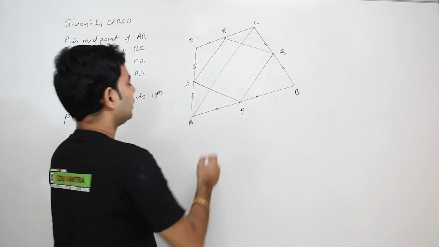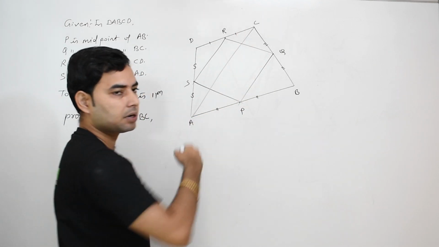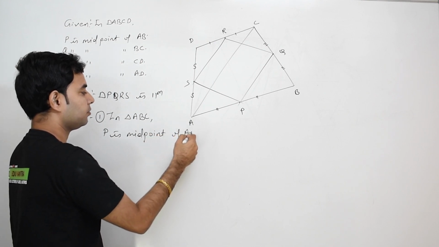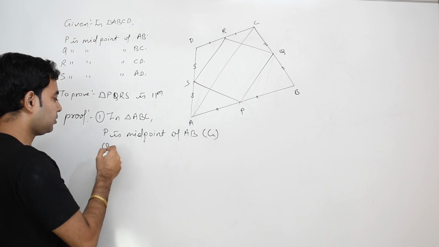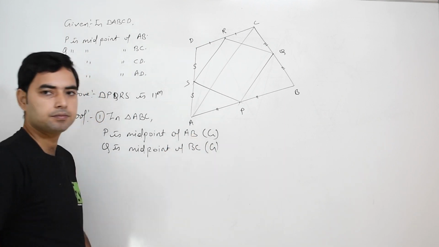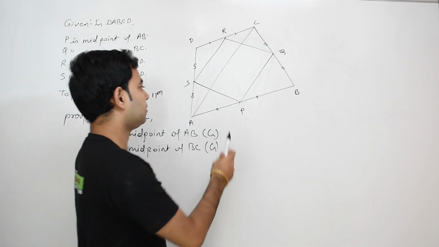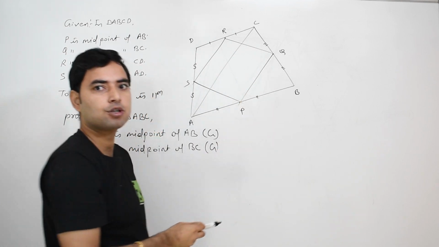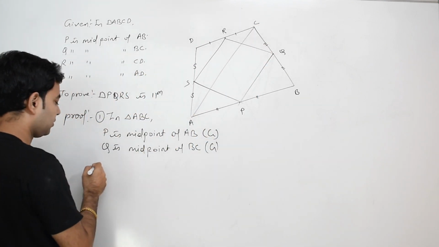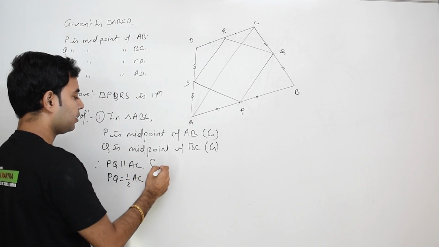अब देखिए जरा, इन ट्रायंगल ABC, ये ट्रायंगल में ABC ट्रायंगल में P is the midpoint of AB. ये given है. And Q is midpoint of BC. This is also given value. So this PQ is a line segment joining the midpoint of the two sides of a triangle. So this will be parallel to the third side and it will be half of the third side. It means that PQ is parallel to AC. Therefore, PQ is parallel to AC and PQ is half of AC. This is by midpoint theorem.